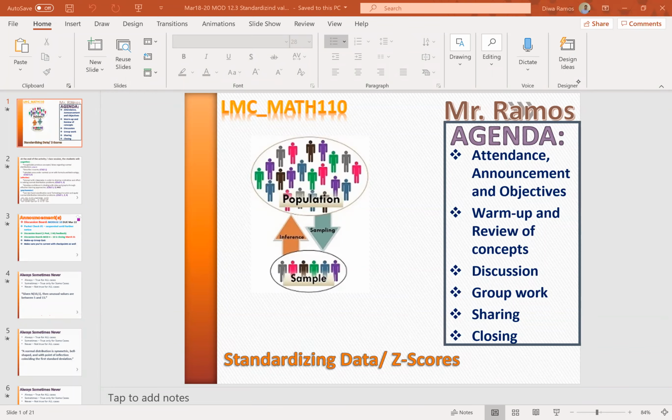We are continuing our discussion about normal distribution. In particular, we're looking at standardizing data. What does that mean? That's one of our objectives today. And we're looking at a formula that will standardize our data and change it to what we call a z-score. So that's our objective for today.